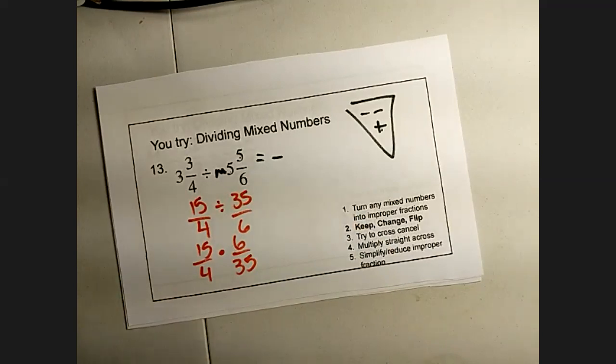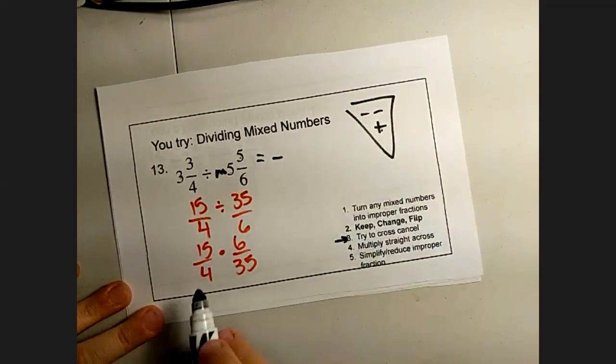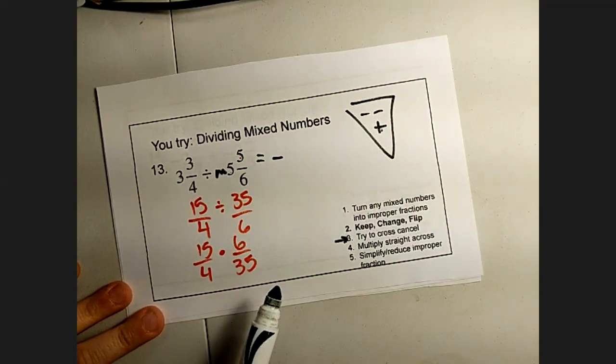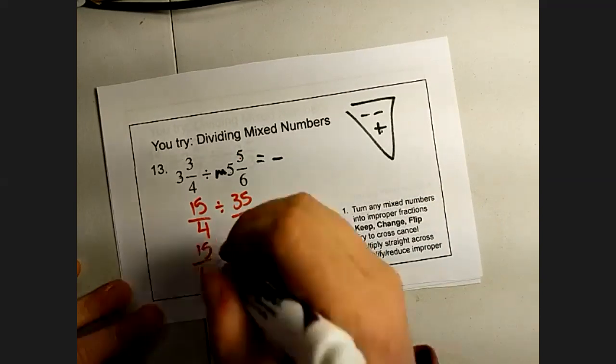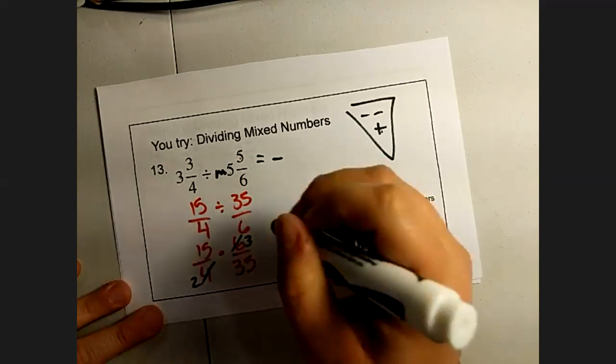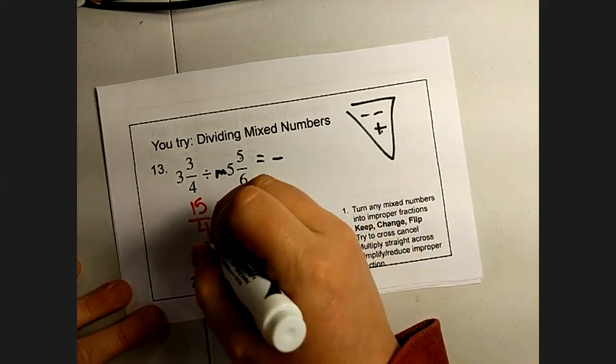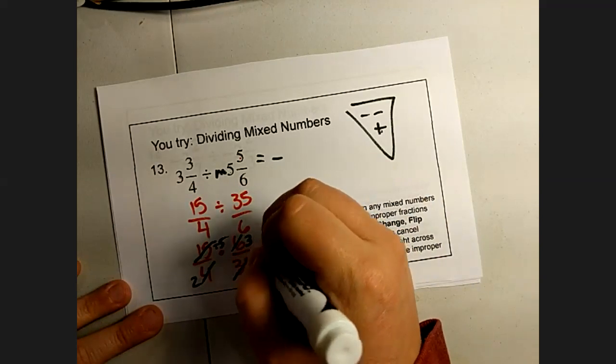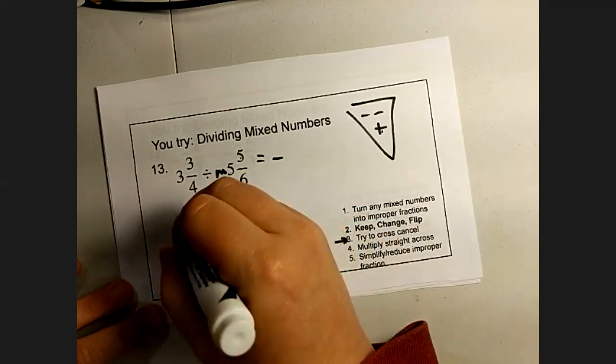And now we need to think, can we cross cancel it all? Because I don't want to multiply 4 times 35 and 15 times 6. Those are big multiplications. So 6 and 4, I can divide them both by 2. That's a 2, and that's a 3. 35 and 15, I'm going to divide them both by 5. That's a 7. That's a 3.